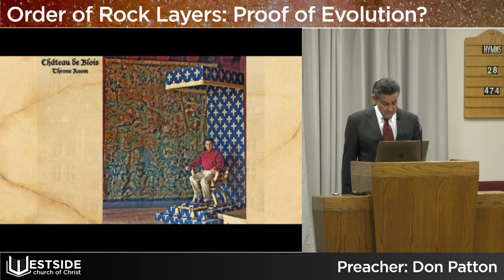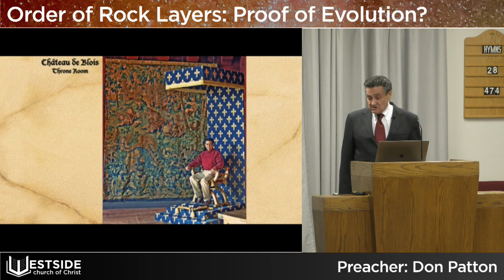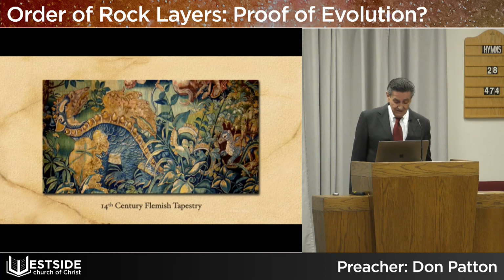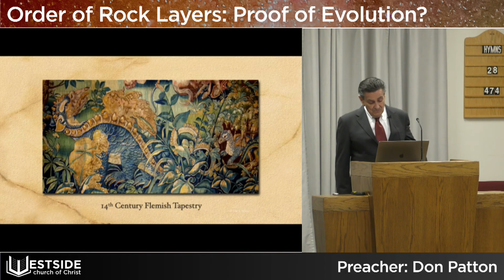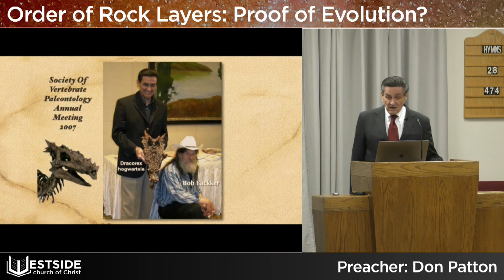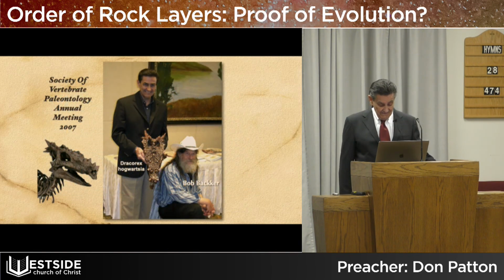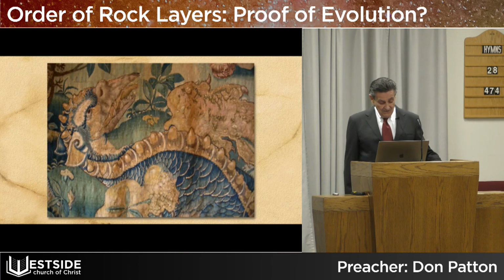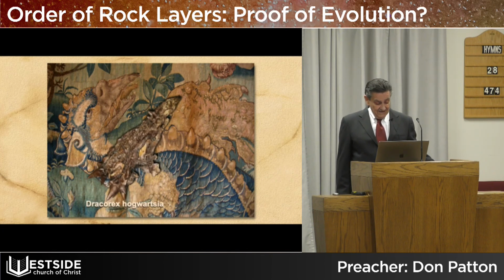And in the throne room, there's the huge Flemish tapestry that dates to the 1200s, and you can see a dinosaur there in the middle of it. You compare that with Dracorex hogwartia that was found in 2007. I'm depicted here with Bob Bacher, who was the one credited with finding Dracorex hogwartia and naming him. But you compare that with the tapestry and the head, yeah, looks like a dragon, doesn't it?